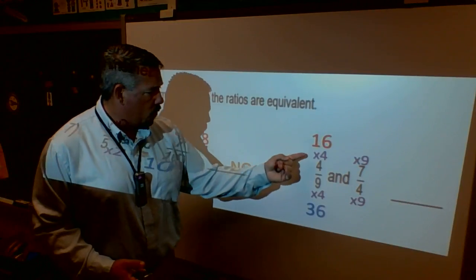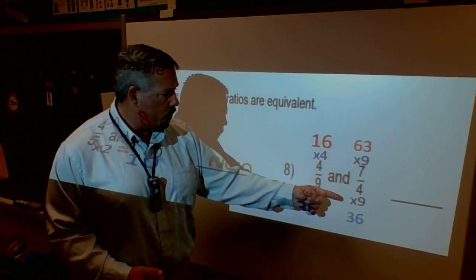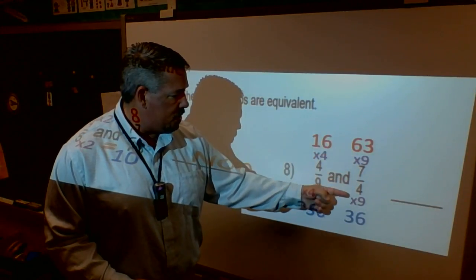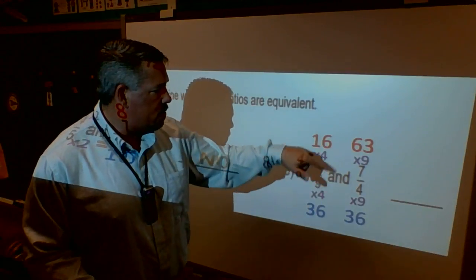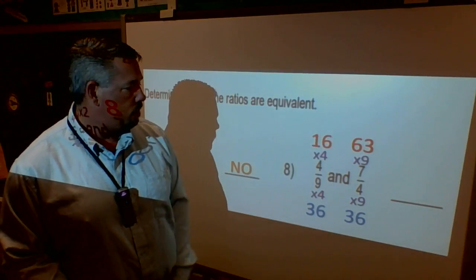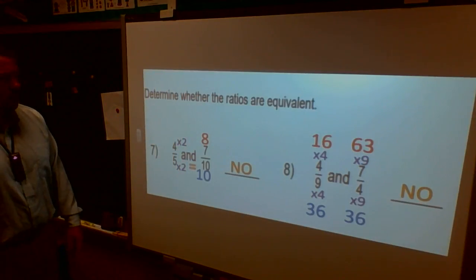That gives me 4 times 4 is 16, and 9 times 4 is 36. And then when I'm over here, I get 9 times 7 is 63, and 4 times 9 is 36. I have common denominators. Are my numerators the same? They are not. So they are not equivalent ratios.